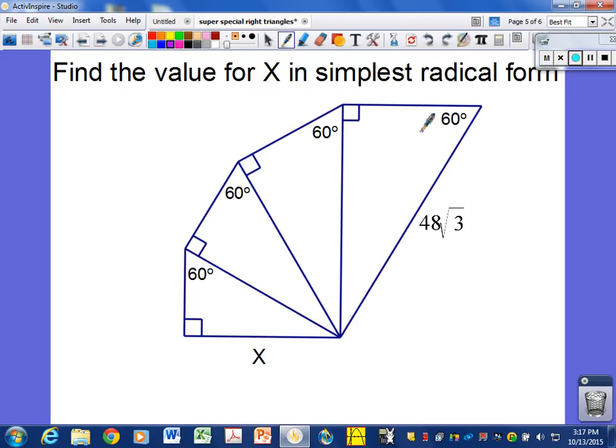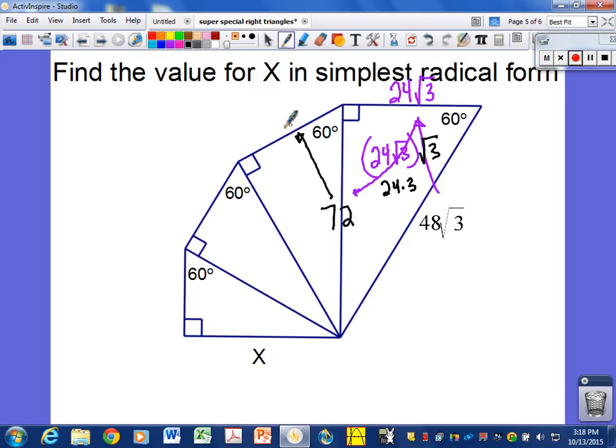So 48 roots of 3. We come to our short side, which is half. That's 24 roots of 3. And then to come over here to our long side, we multiply by root 3 again. So 24 roots of 3 times root 3 is the same thing as 24 times 3, which is 72. So now I have a hypotenuse of 72.